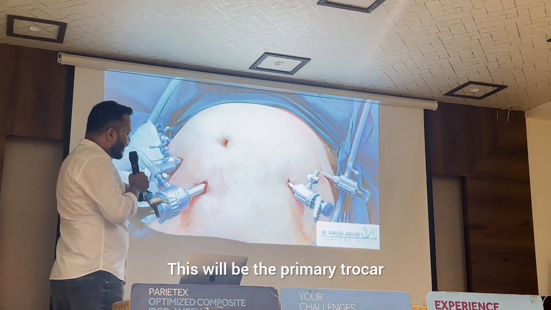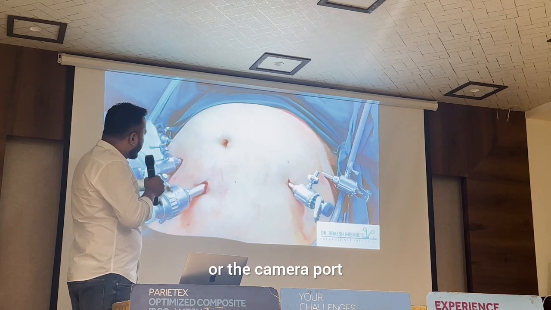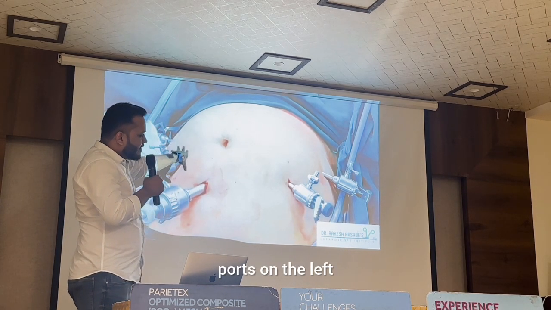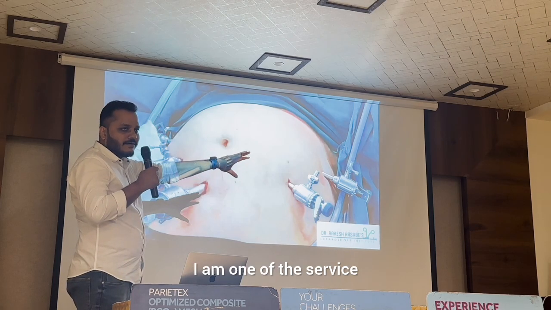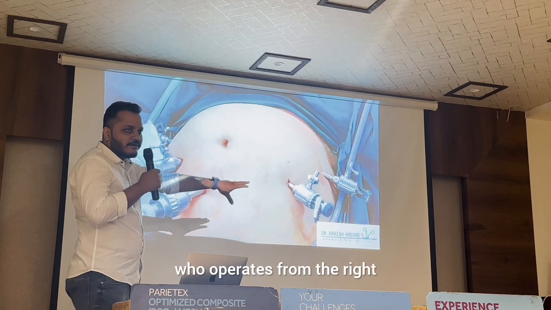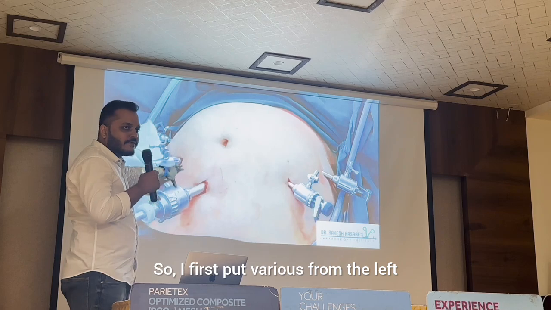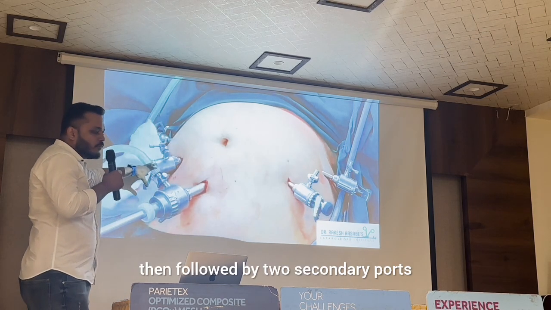This will be the primary trocar or the camera port. Two ports on the left and two ports on the right. I am one of the surgeons who operates from the right. So I first put the port from the left, followed by two secondary ports.